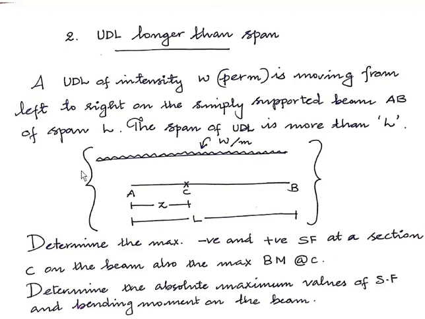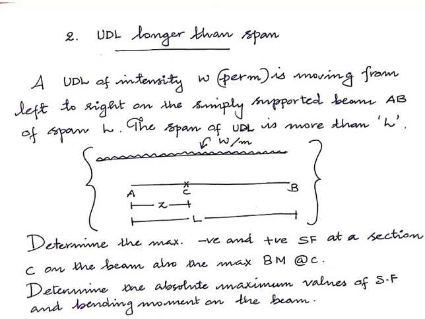So the question will be usually like this: determine the maximum negative and positive shear force at a section C on the beam, and also the maximum bending moment at C. Determine the absolute maximum values of shear force and bending moment on the beam. So as in the last problem, we have to determine the maximum negative and positive shear force at a section C. You can see the section C here. It is a point on the beam AB which is at a distance Z from A. So we have to also calculate the maximum bending moment at C.